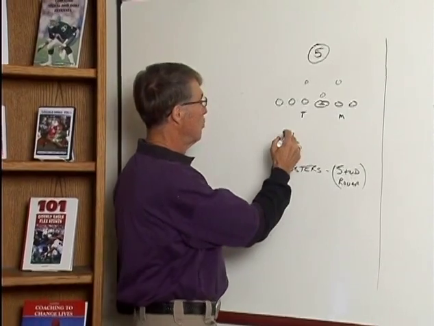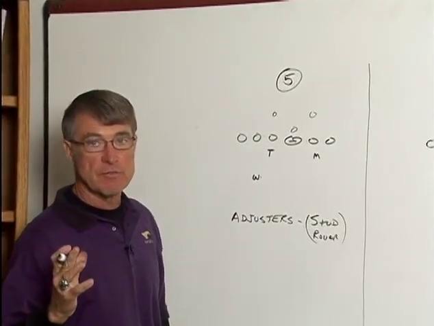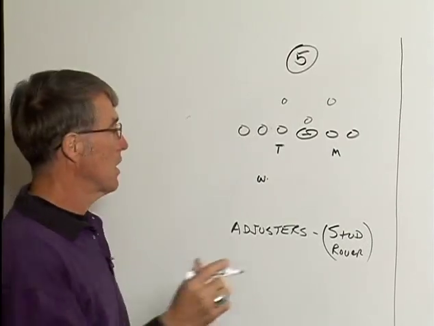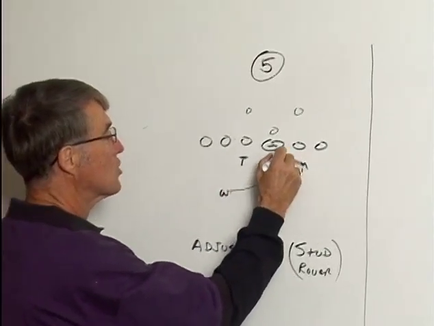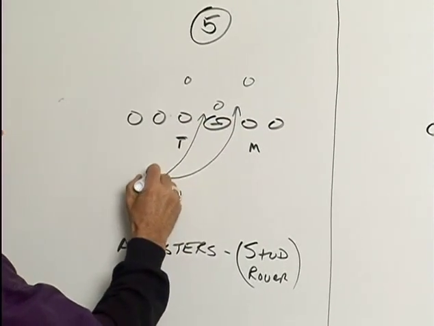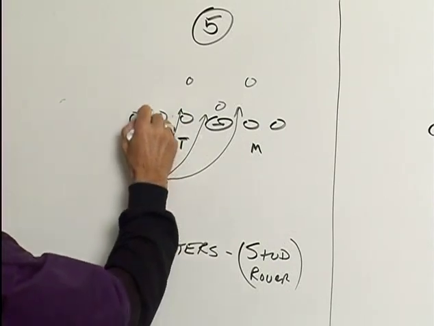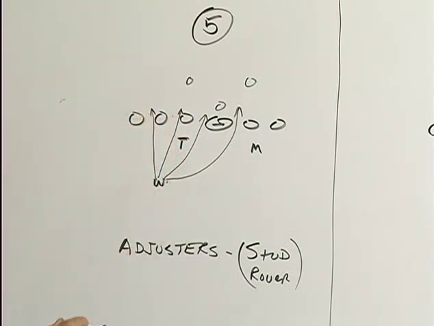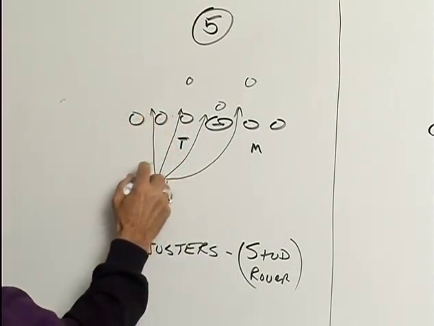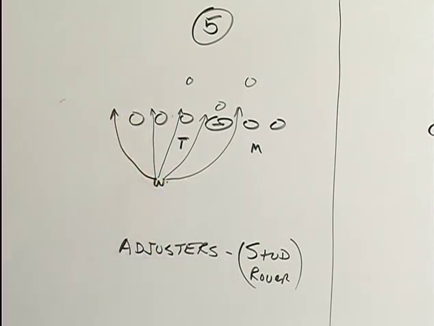Anytime we blitz whip, and we've already talked about the names of the different stunts that we do when we blitz whips. If we go all the way across, we're going to call it WEX. If we go into the A gap, we're going to call it WHAM. If we go into the B gap, we're going to call it WEB. If we go into the C gap, we're going to call it WEC. And if we go out into the D gap, we're going to call it WIDE.